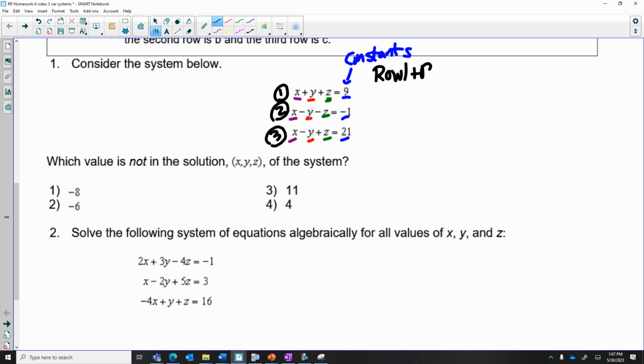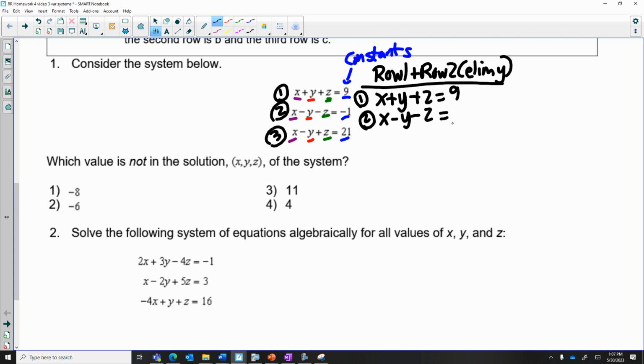I'm going to write row 1 plus row 2, and I'm going to write in parentheses what I'm doing, which is eliminate variable y. So let's write them on top of each other. Here's row 1, here's row 2. Now, I do urge you guys to not skip steps with these because it's very easy to make a mistake if you're doing it in your head. Just try not to skip steps and write everything down. Just be really careful. It's easy to make a careless error.